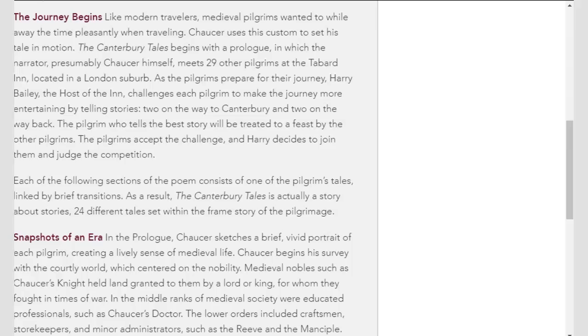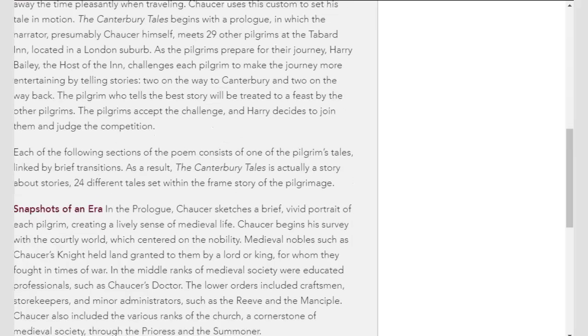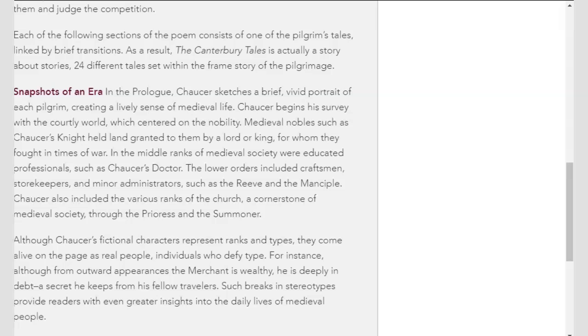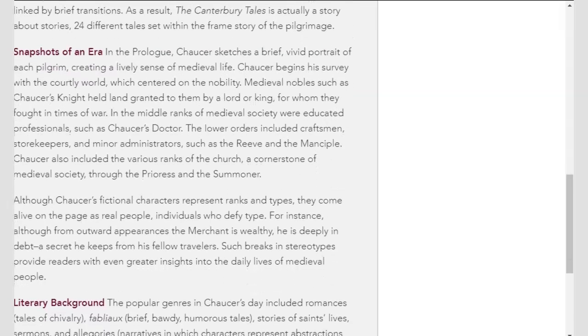Each of the following sections of the poem consists of one of the pilgrims' tales, linked by brief transitions. As a result, the Canterbury Tales is actually a story about stories, 24 different tales set within the framed story of the pilgrimage. Snapshots of an era.